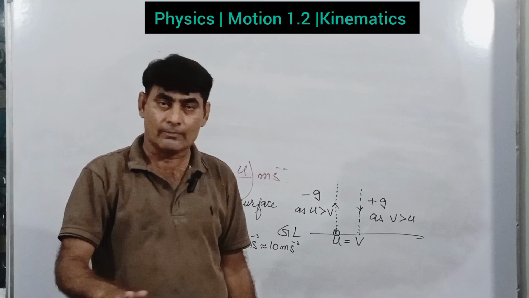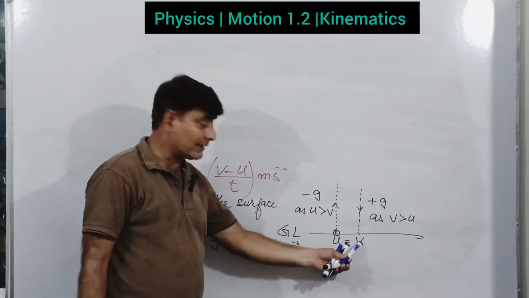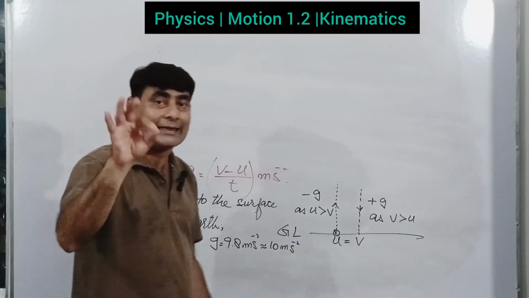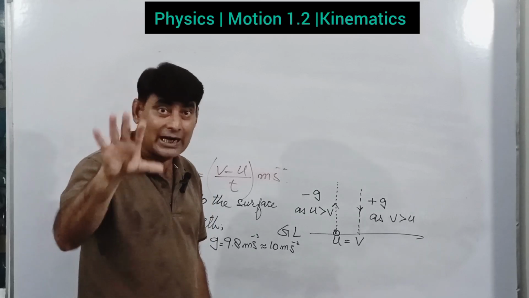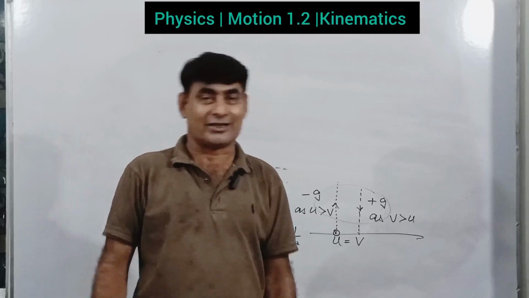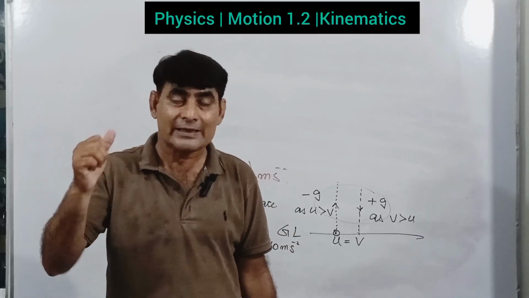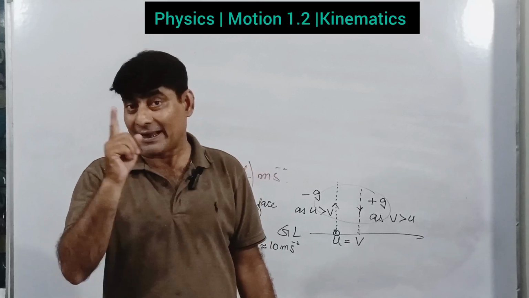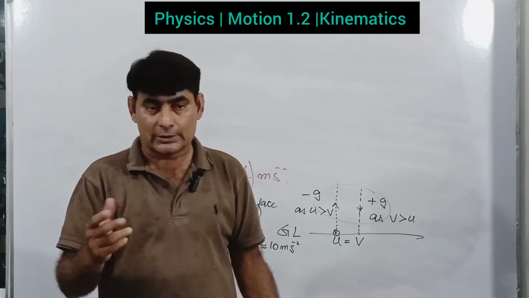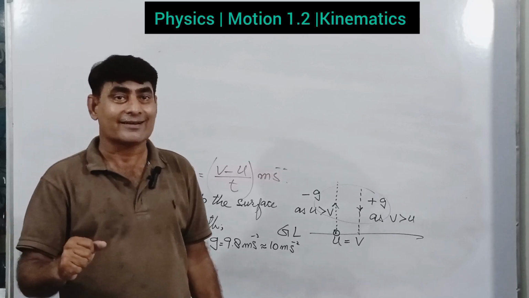An object is moving down, and as we have discussed, the final speed is greater than the initial speed. But there is a chance that during motion there is no change in speed. There is a possibility that an object is falling at a constant speed. How? Okay, a parachutist. A parachutist moves down with a constant speed. No change in speed. Right?